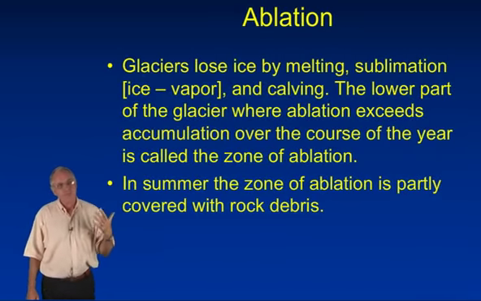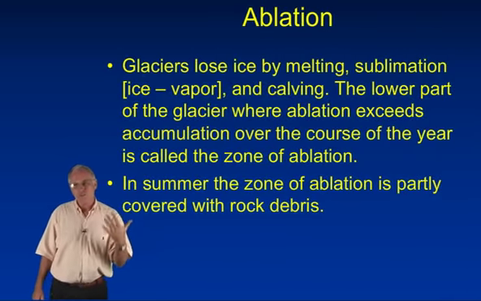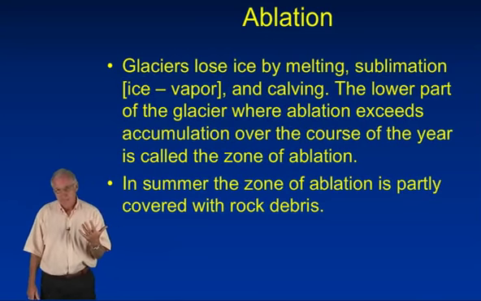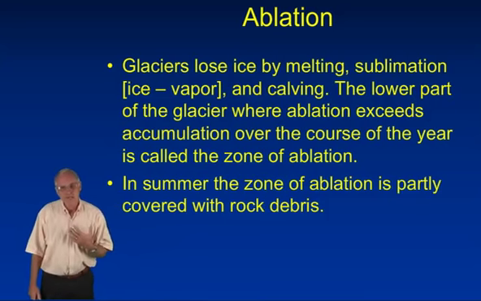Ablation is the opposite of accumulation. This is how glaciers lose snow and ice. And the most obvious way is through melting, and this occurs during the summer months in particular.